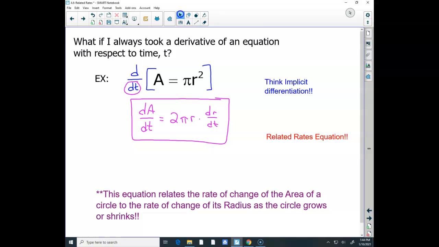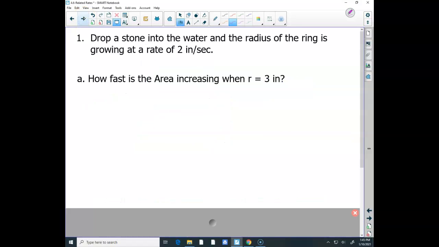And like I said, it gets a little weird here because we're actually taking the derivative of an equation with respect to a variable that's not even there. You mean we can do that? Heck yeah, we can. We can do whatever we want, almost, in calculus here now. Okay, so let's come back. Let's start with a very basic example, okay? And think about doing this when you were a kid. You drop a stone into the water, and the radius of the ring is growing at a rate of 2 inches per second.